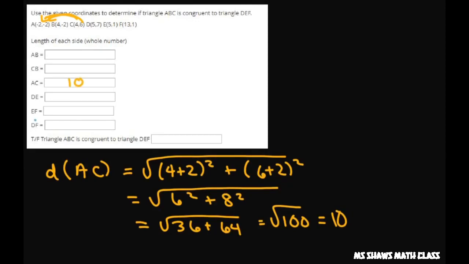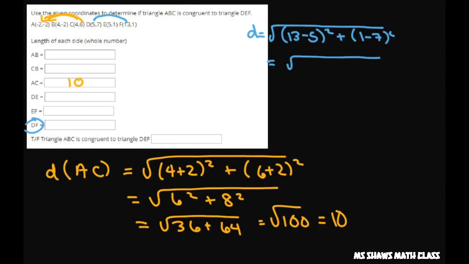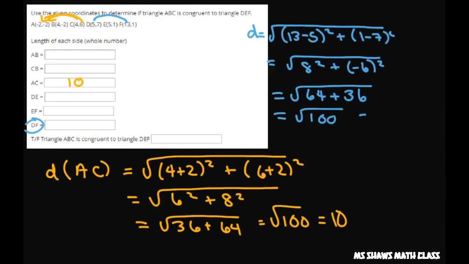All right, and then finally we have to do DF. So the distance equals the square root of 13 minus 5 squared plus 1 minus 7 squared. So this equals 8 squared plus negative 6 squared, which equals the square root of 64 plus 36, which equals the square root of 100, which equals 10. So these sides also equal.